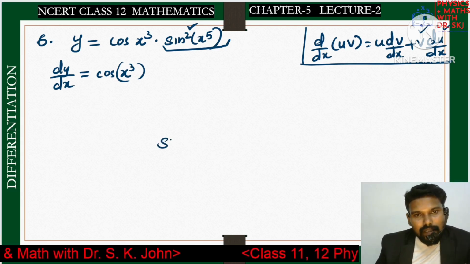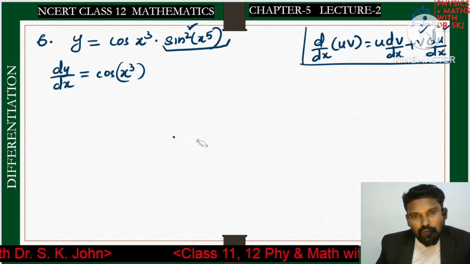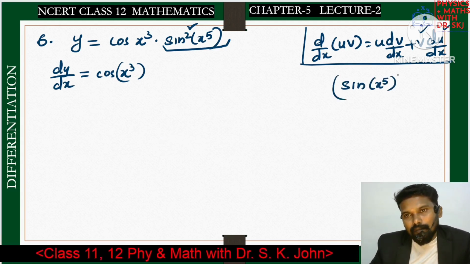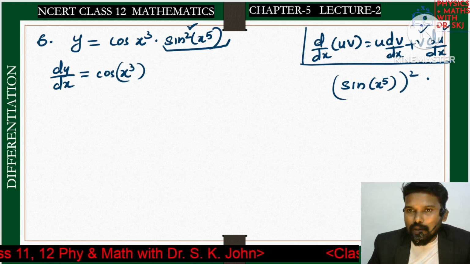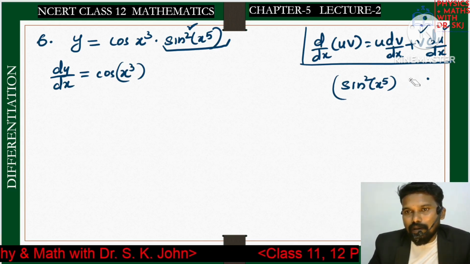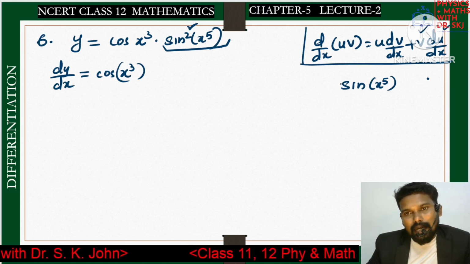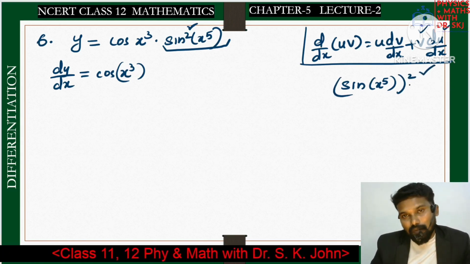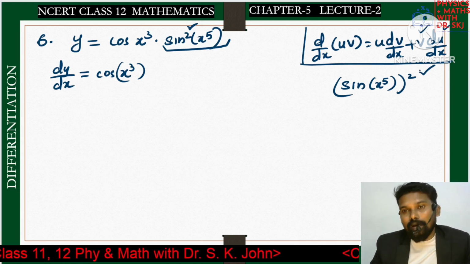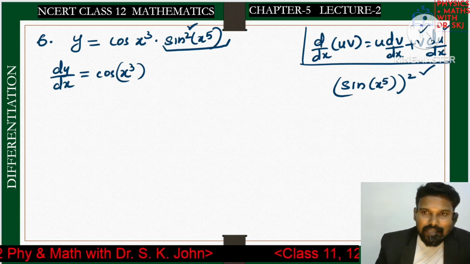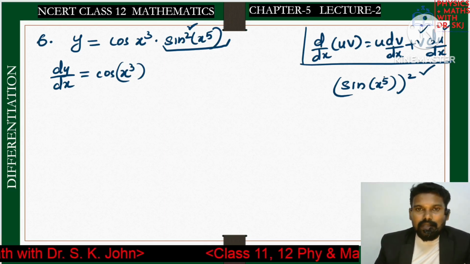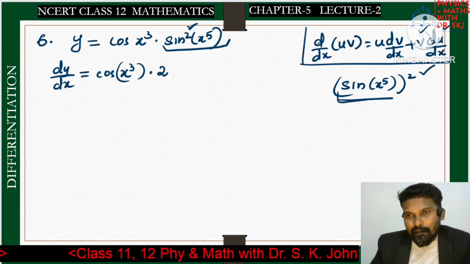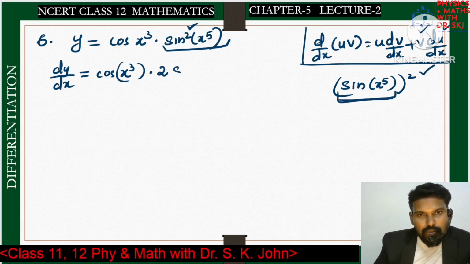That function is this, sine x raised to 5. I will write here sine x raised to 5 the whole square. Sine x raised to 5 the whole square is written as sine square x raised to 5. So you have to take it as sine x raised to 5 whole square. What is the function which is outside? It is x square. The derivative of x square is 2x. Here x is the entire sine x raised to 5. So 2 sine x raised to 5.